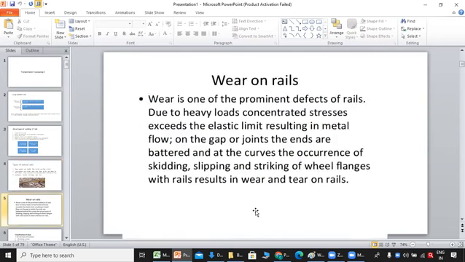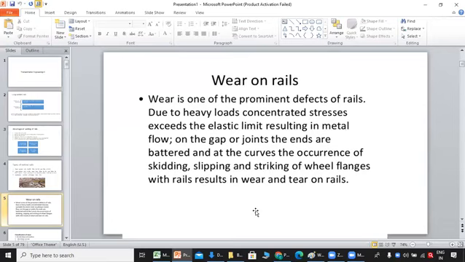Now see the wear of rail. Wear is one of the prominent defects of rail due to heavy load. Concentrated stresses exceed the elastic limit, resulting in metal flow at the gap or joints. The ends are battered, and the occurrence of skidding, slipping, and striking of wheel flanges with rails results in wear and tear on rails.